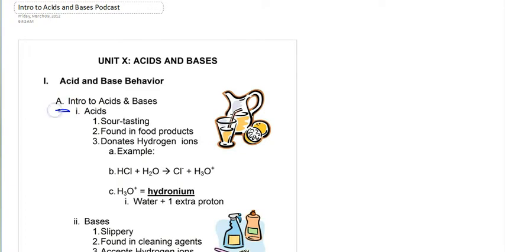acids. So acids are typically sour tasting. These are mostly what you have in your food, things that give you indigestion and heartburn. But these are basically found in food products. And what makes something an acid, when we talk about this in chemistry, we're talking about it donating a hydrogen ion.